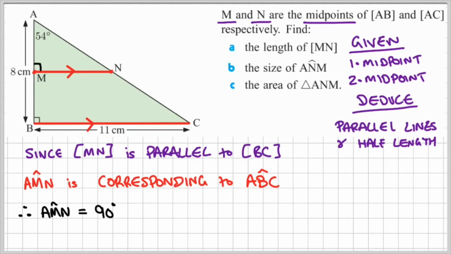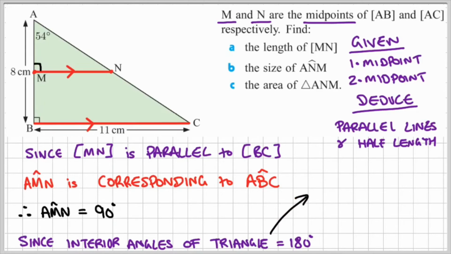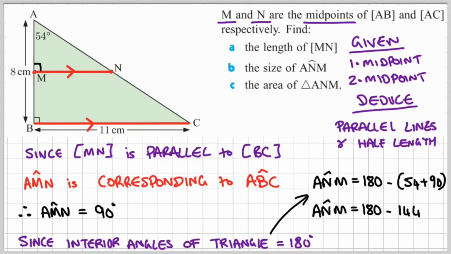Now, the second rule that we're going to be using is since interior angles of a triangle add up to 180 degrees, therefore, ANM is going to equal 180 minus the 54 plus the 90. They already gave us 54 here, so 54 plus this 90 plus whatever this is should add up to 180 degrees. So 180 minus 144 is going to give us 36 degrees. So the angle ANM is 36 degrees.